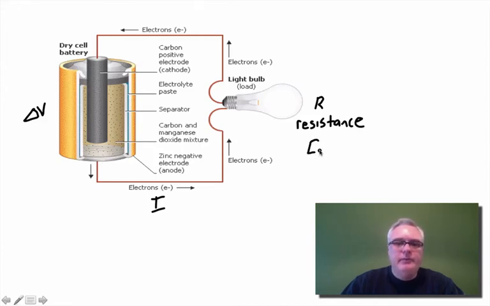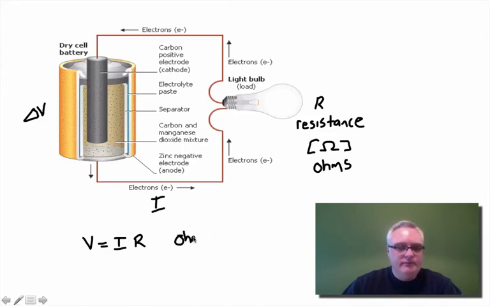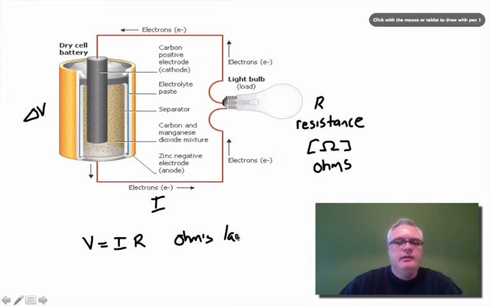Resistance is measured in units called ohms, with the Greek letter omega, which kind of looks like a horseshoe. Resistance is measured in ohms. And we have a law called Ohm's law, which relates these three quantities: the potential is equal to the current times the resistance. This is called Ohm's law. V equals I times R.